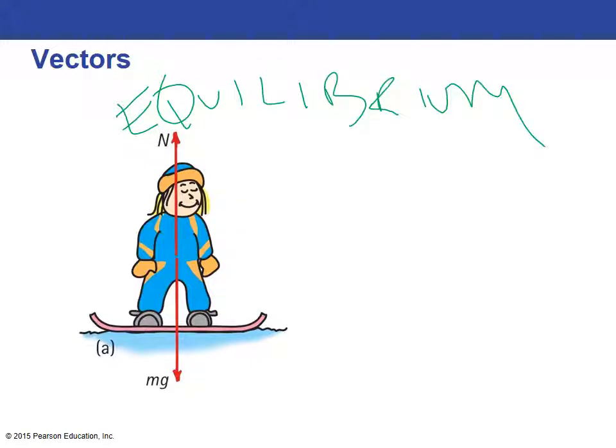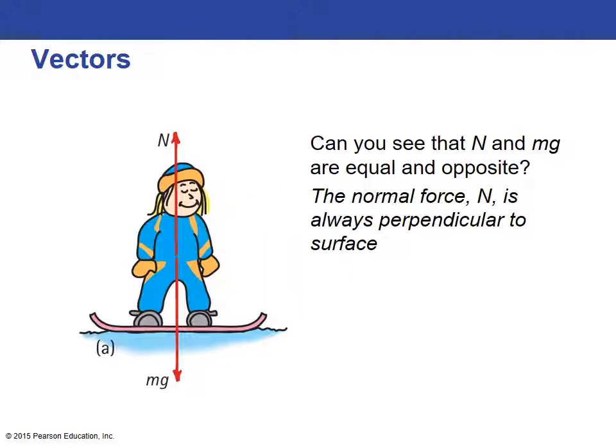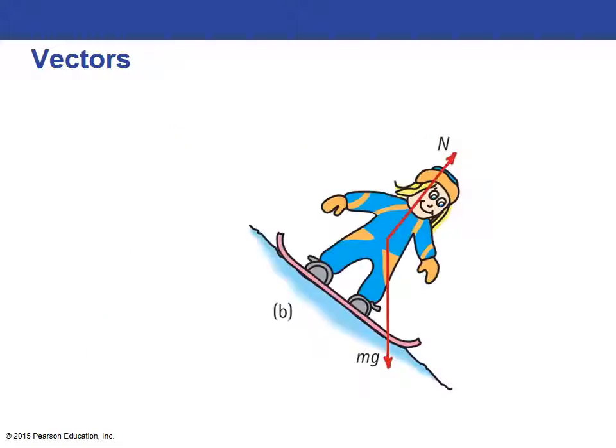From this picture, we don't know if she's at rest or if she is moving at a constant speed. But on this diagram, she has no other forces moving her in an x direction. So the mass times gravity, force that is pulling her downward, is equal and opposite to the normal force of the ground holding her up. What happens when she's on a slope?